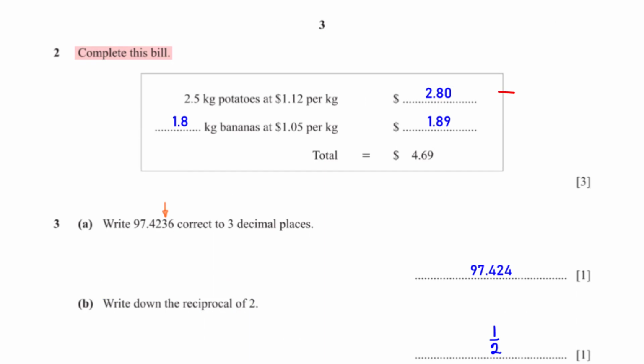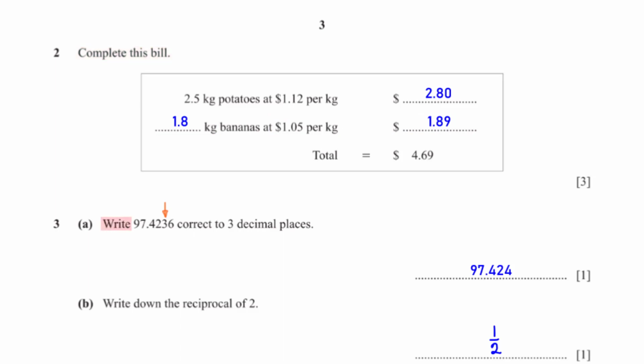Complete this bill. To get the total cost of the 2.5 kilograms of potatoes, we multiply 2.5 by $1.12. This gives us $2.8. To get the total cost of getting the bananas, we subtract the cost of getting the potatoes, which is $2.8, from the total cost, which is $4.69. This gives us $1.89. So now we get the mass of bananas bought by dividing $1.89 by $1.05, which gives us 1.8.